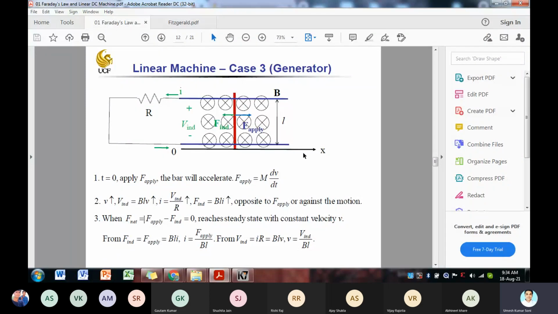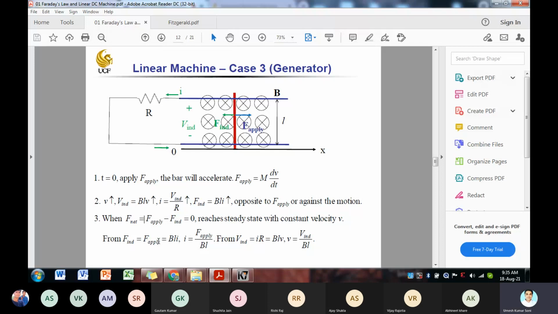So the F apply is taken positive and exactly opposite F induced is taken negative. So in case of steady state, F apply is equal to F induced. Okay, so now we know how much force we are applying. We are knowing F apply, it is known to us, and we don't know F induce. But in steady state condition F apply is equal to F induce.